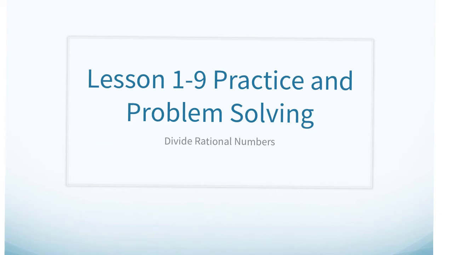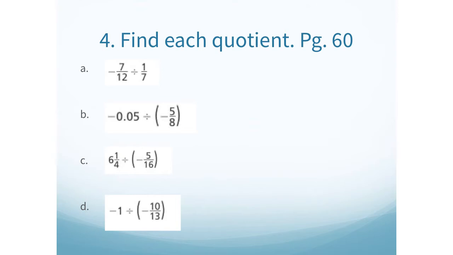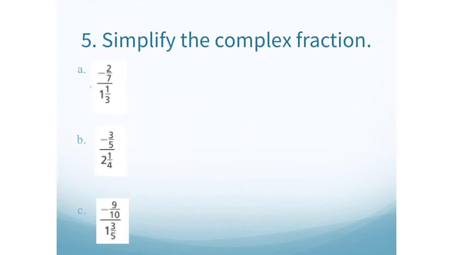Alright, today's lesson is lesson 1-9. Our objective today is just to be able to divide rational numbers. And because we are doubling lessons, we will start with question 5. Remember, we are only doing the odd numbers in this section.